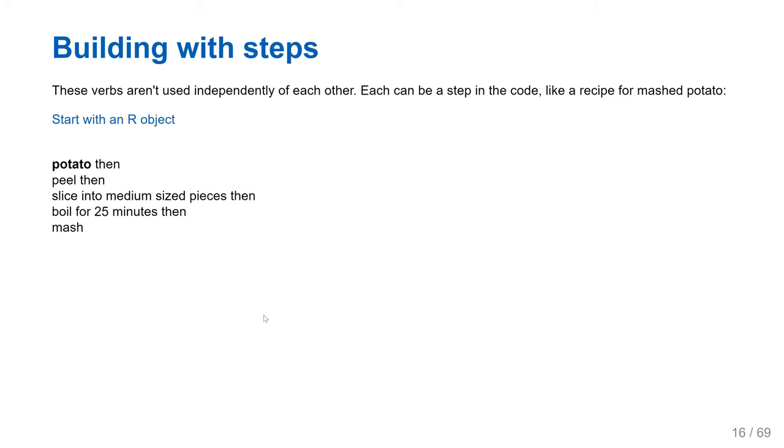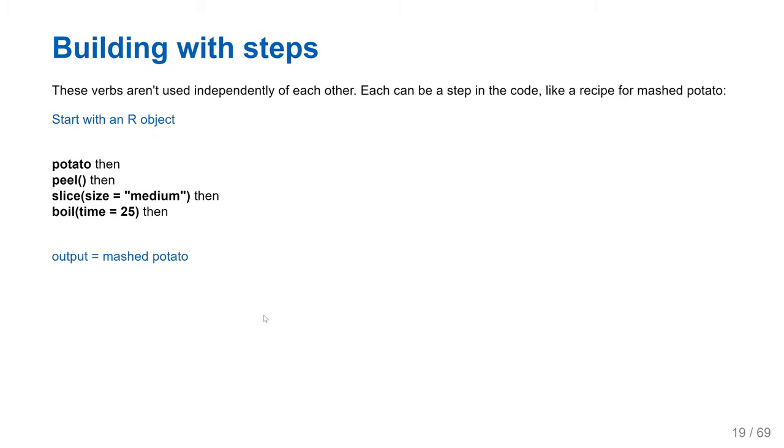If you think of the potato as a data set with subsequent steps as the verbs, the peel would be the function, slice would be the function, size equals medium would be the argument. Boil has a time argument that you can input 25, and then your output is the mashed potato. So, with that example in mind, we're going to deal with our data set in a similar way. So, how we make mashed potato, very fun.